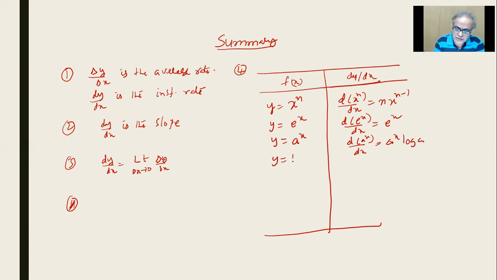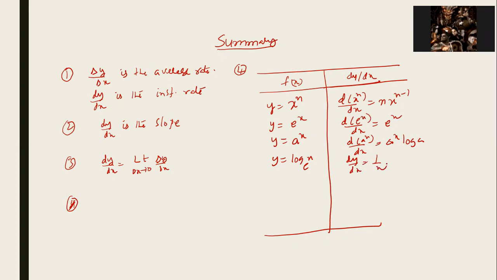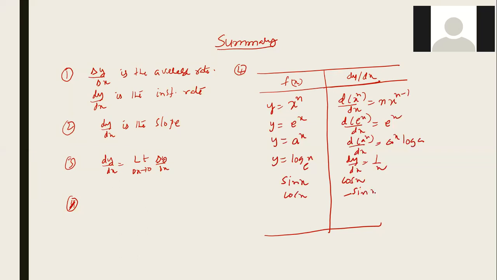y equals log x to the base e. So dy by dx equals what? 1 by x. Now I'll stop writing y and all that. Just tell me sin x: cos x. Cos x: minus sin x. Right. All this should be remembered now.